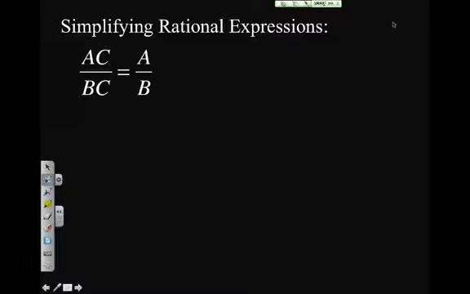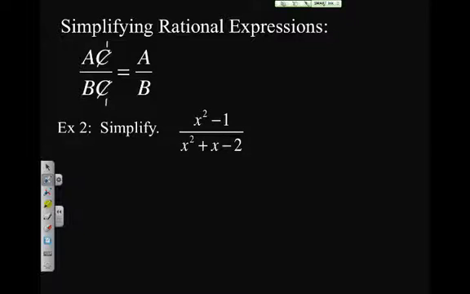Okay, simplifying rational expressions. We have done this in the past, but if you look at this, when you've got a common factor on the top of a fraction and on the bottom, we know that we can cross that out and cancel those both to be 1s, and so on the top we get a over b. So that's a pretty simple property that we know. So what we want to do is use that property to help us simplify a rational expression. Again, the first thing when you have these polynomials is factor them.